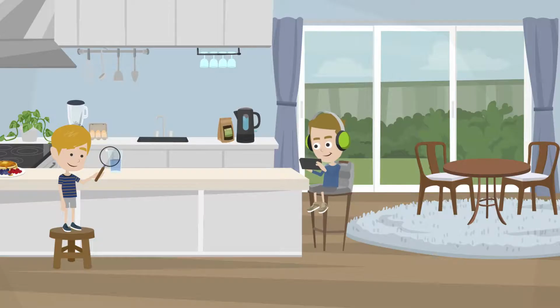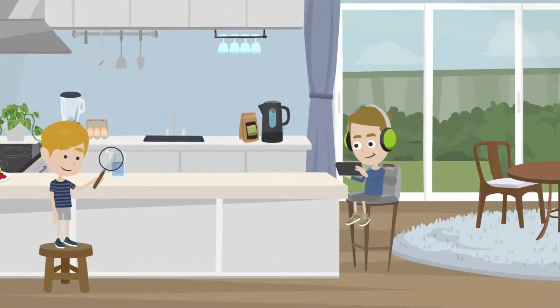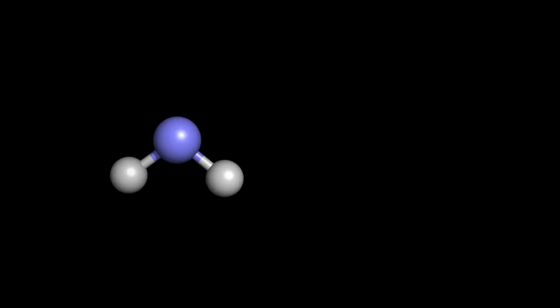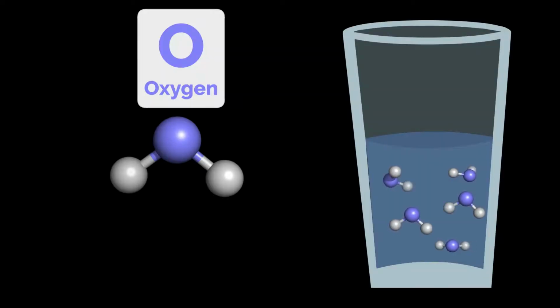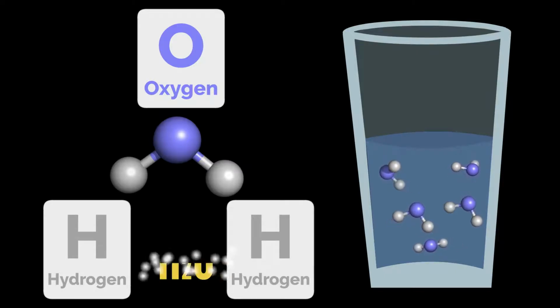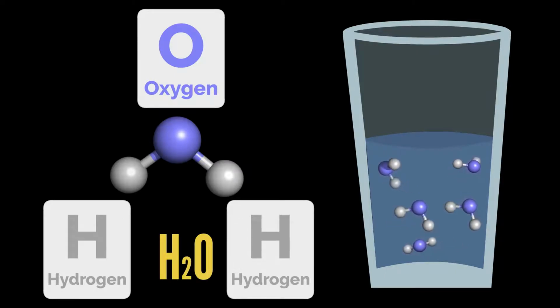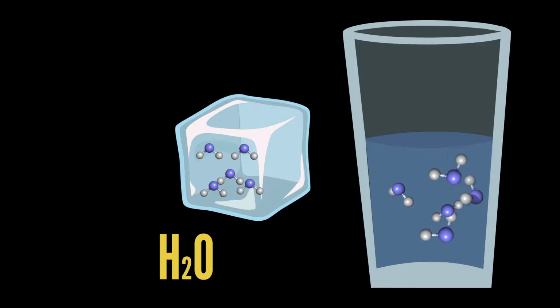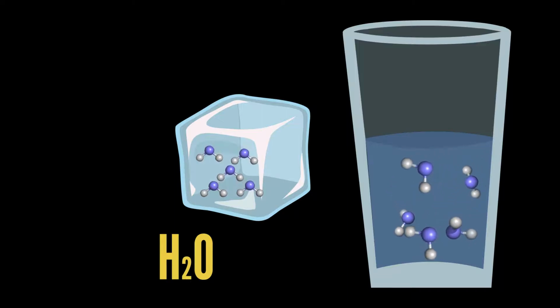Remember, everything around us is made of atoms. Atoms are so tiny we can't see them. Molecules are groups of atoms. Let's take water. Water is made of oxygen and hydrogen atoms. These atoms are grouped into H2O molecules, 2 hydrogens and 1 oxygen. Ice is a solid made out of water. What's the difference between solid water and liquid water?